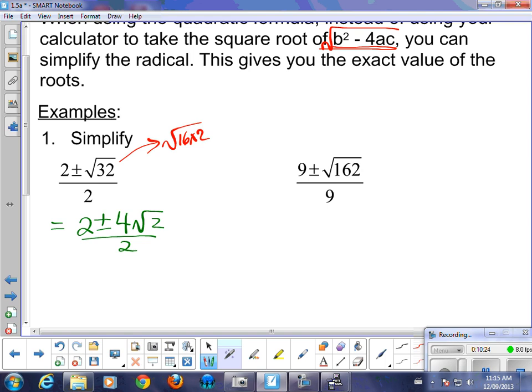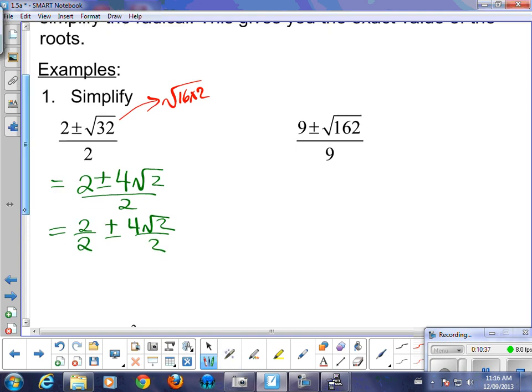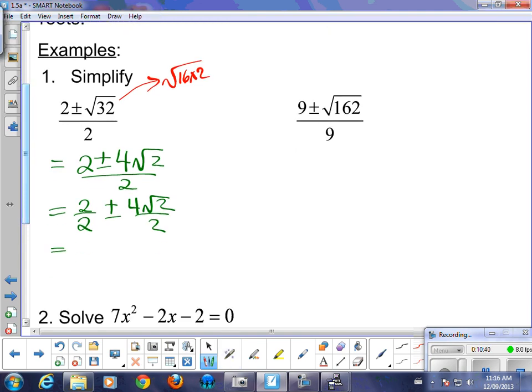Now, the top does have a common factor of 2, so I could take it out. Some people might have difficulty with that, so I'm going to take that denominator and put it over each term in the numerator. And now I'm going to do my canceling. When I do my canceling here, obviously 2 divided by 2 is 1, plus or minus. And in this case, the denominator cancels out with the 4 that's beside the root sign, so I end up with 1 plus or minus 2 square root 2. Okay, and that's your final answer. So if I was doing a solution set, that would be what I would write in my solution set.